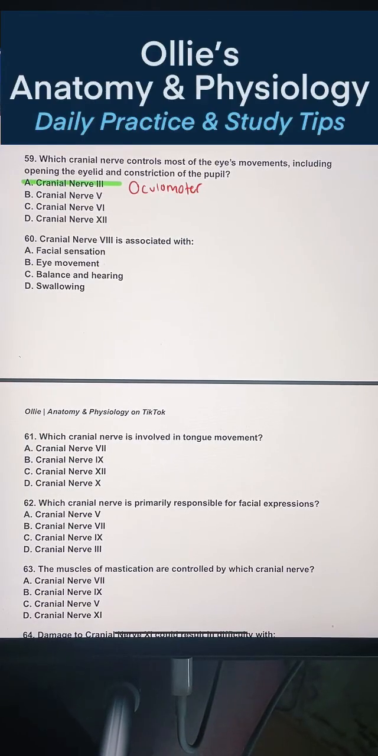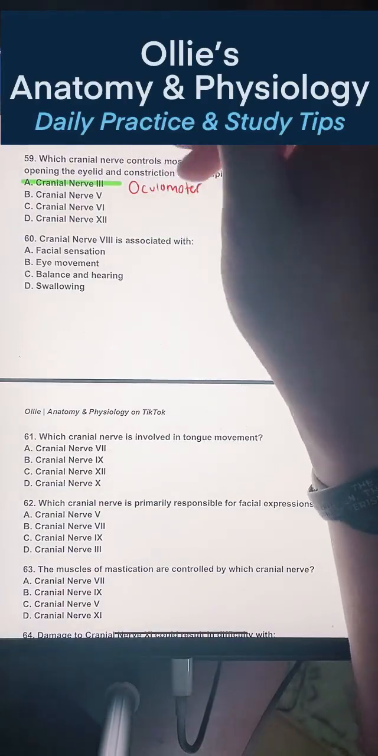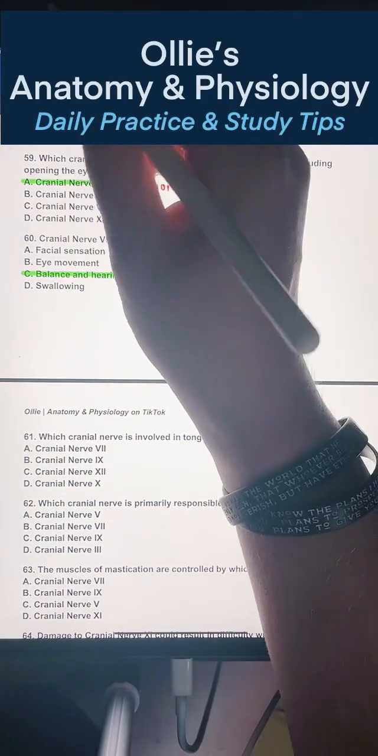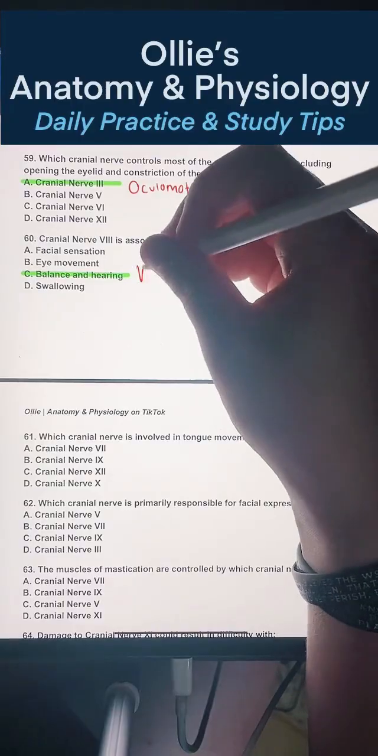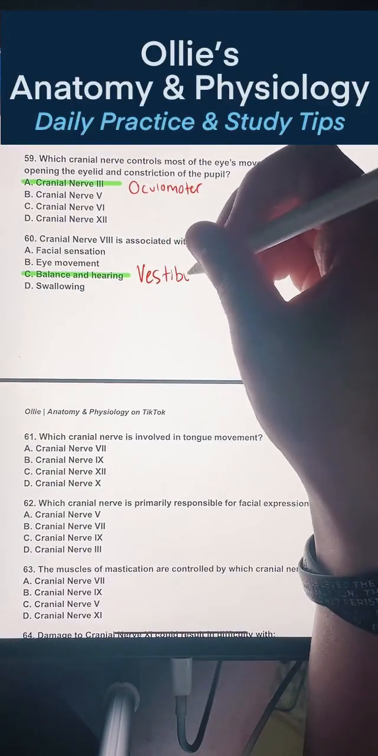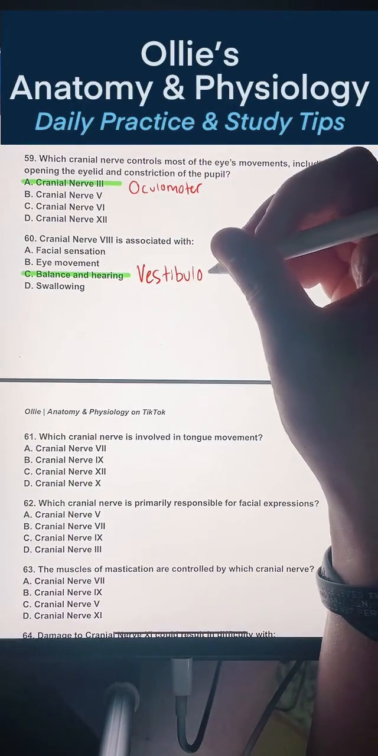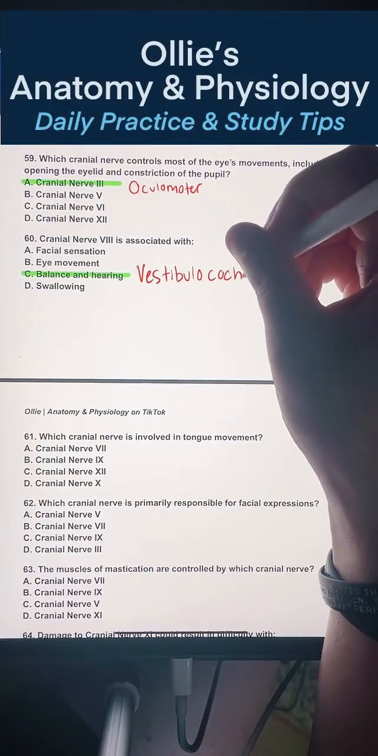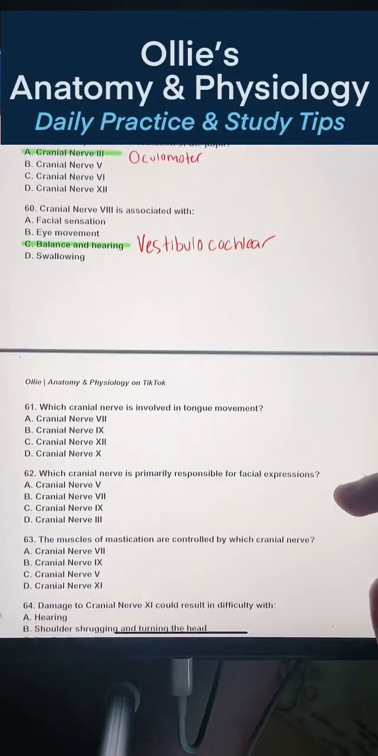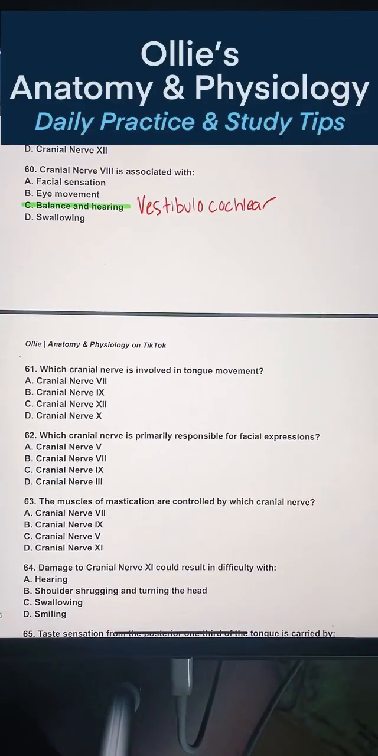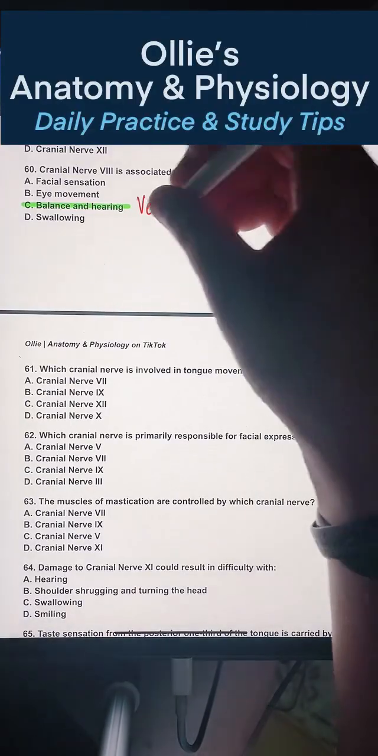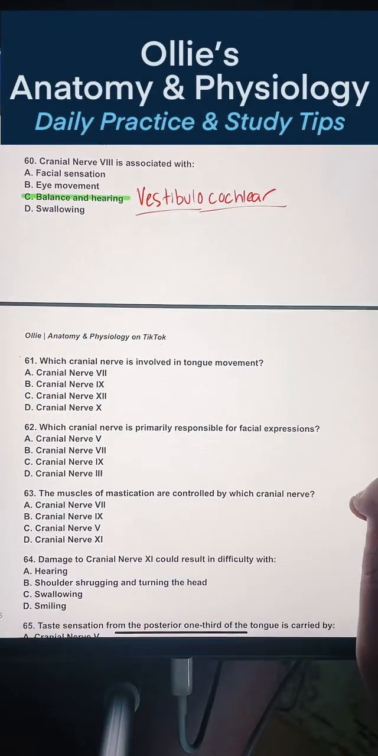The answer is C. It is our balance and our hearing. Cranial nerve 8 is our vestibulocochlear. All right. Again, associated with balance and hearing. Hence, our vestibulo and cochlear. It's in the name.